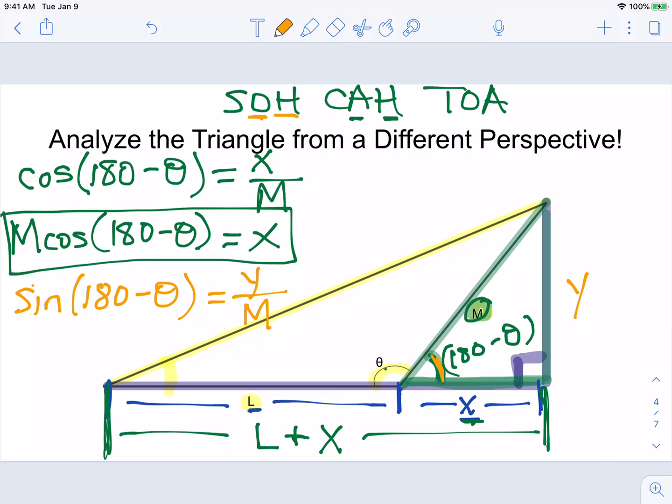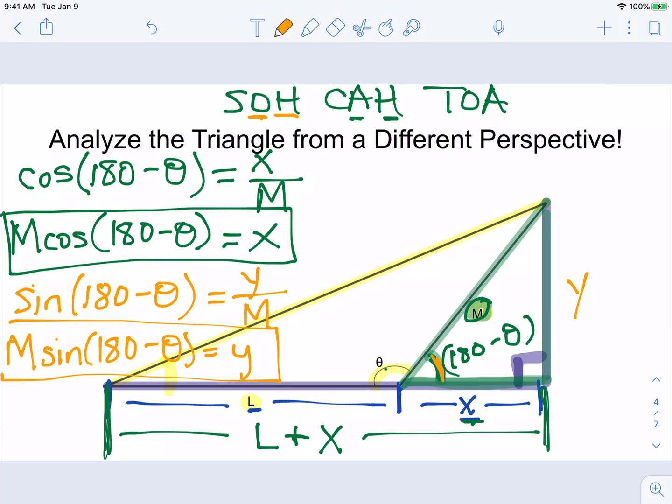So if I want to solve for the variable y, I multiply both sides of that equation by M to get the y by itself. And I end up with M times the sine of 180 minus theta equals y. So now I could calculate this out. If I had numbers for M and theta, I would have a value for y. And that would be this whole length here. I know it's starting to get a little bit messy and busy here, but hang in there with me, folks.